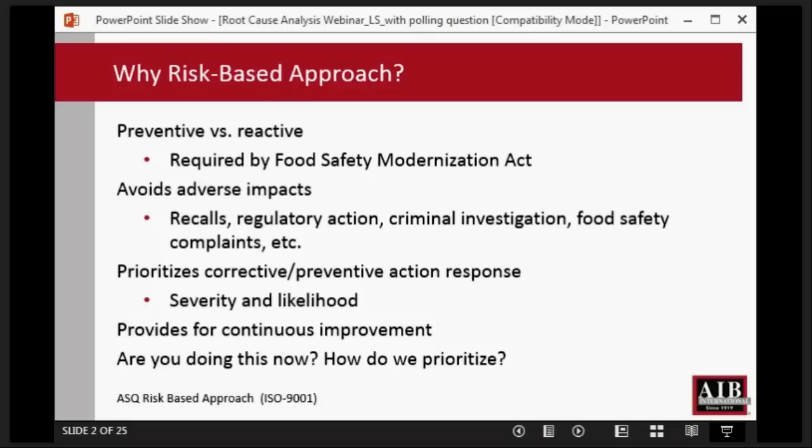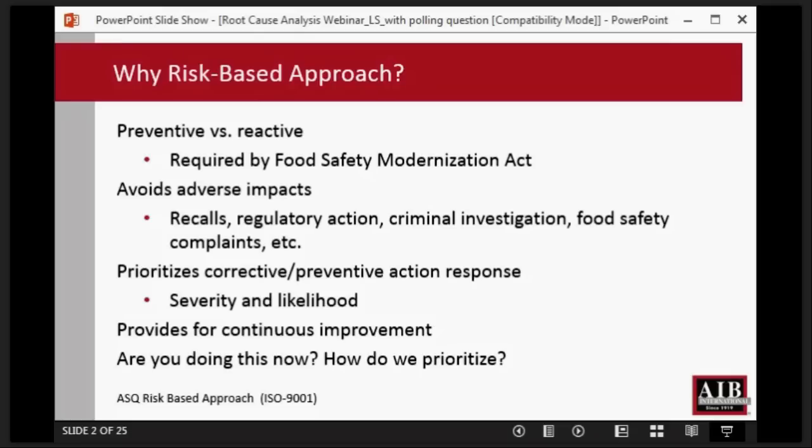So we want to avoid the adverse impacts, but if we have a risk-based approach, that'll help us prioritize our corrective and preventive action. And this is where you would look at the severity and likelihood of that hazard occurring. In other words, has it happened in your facility, and could it happen again? Because after all, this provides the continuous improvement program for your organization.